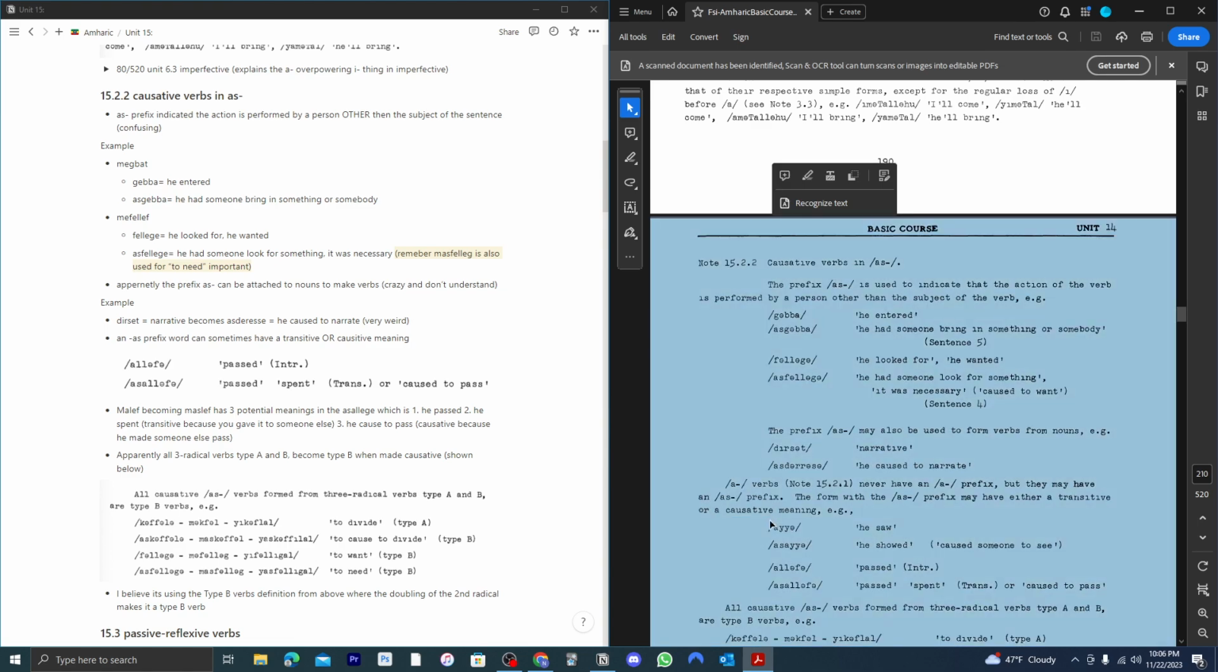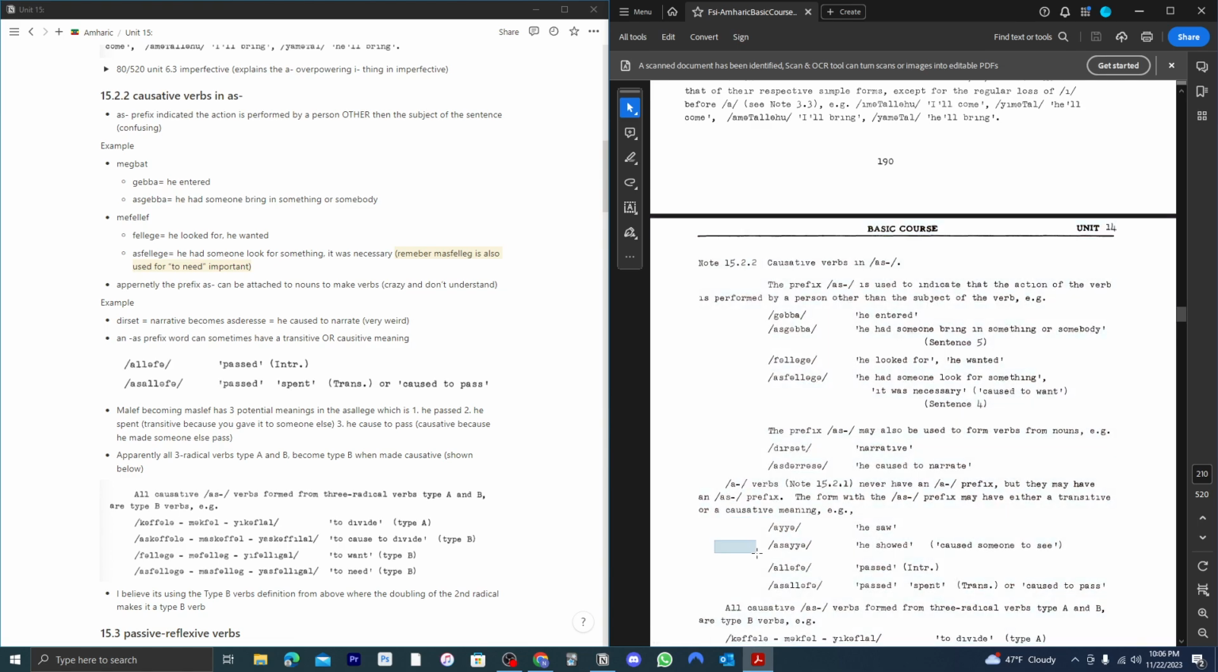So it's showing the perfective forms here, but you would imagine Mayat would be here, which means to see. Aya means he saw. Masayet means to show or to cause to see or to make see. So, to show. And then Asayet is he showed. So by adding this AS, you now get a new meaning. And this can either have a transitive or causative meaning.